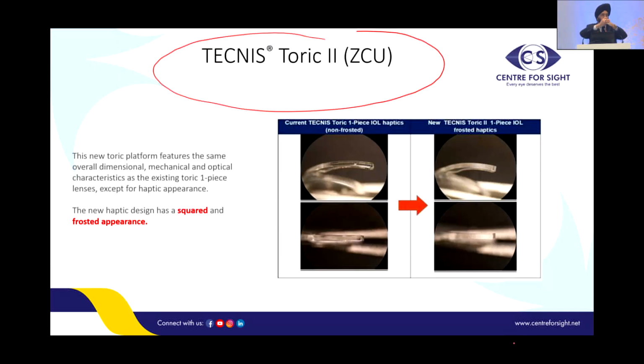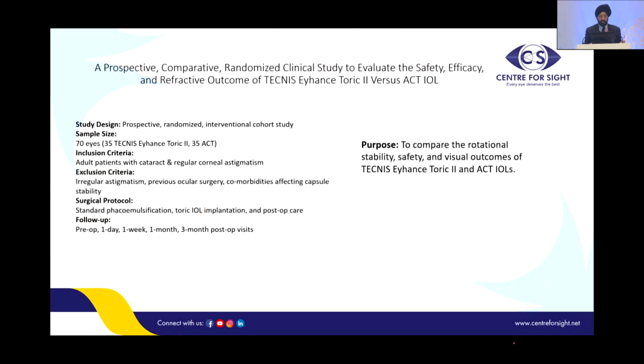So what is the frosting? Earlier you had smooth, glistening haptics, and they could slide a little bit, but if you frost something, there is friction. And this friction actually causes the capsule to stick, and that is why they stay where they are. So this is the squared and frosted appearance that you have with this particular lens, which is again a single piece lens.